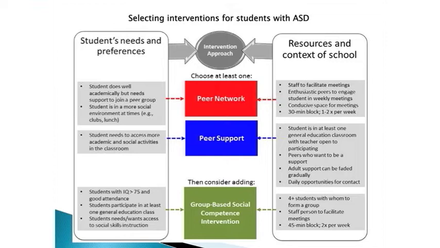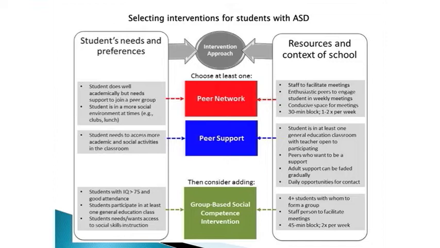So for our peer network, we want the child to do well academically, but maybe need support to join a peer group. The student is in a more social environment at times, so we want the student to have access to a lunch or a club or things like that, and that's a perfect place for a peer network.